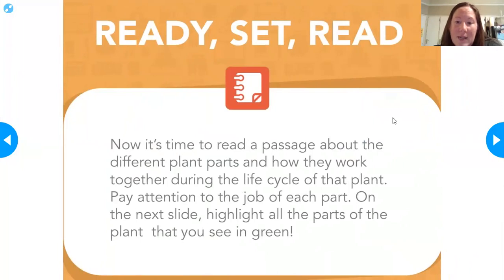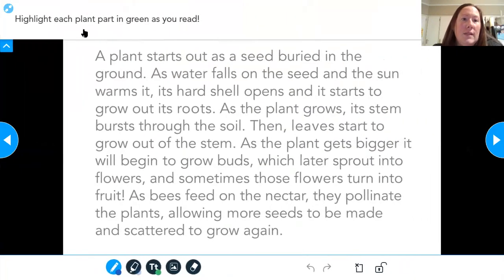On the next slide, I'm going to ask that you highlight the parts of the plant that you see in green. This is what you're going to do when you go back and do the Nearpod video at the end on your own. You're going to be highlighting those parts because it will help you when you do your assignment today. It says highlight each plant part in green as you read. So I'm going to slide my directions up.